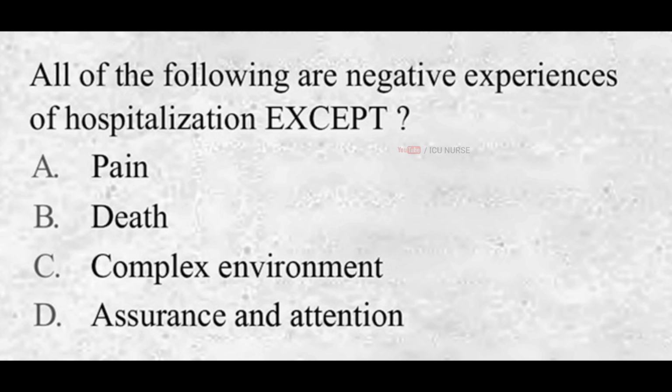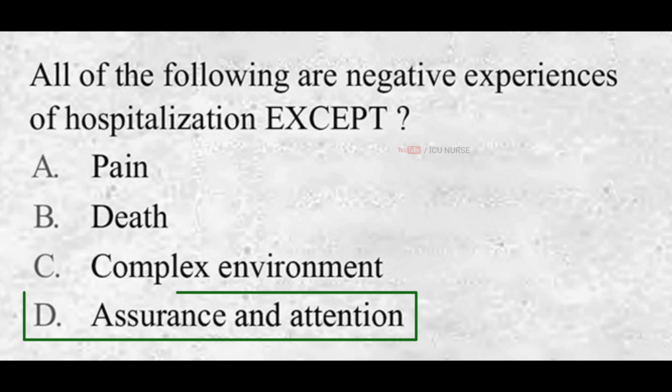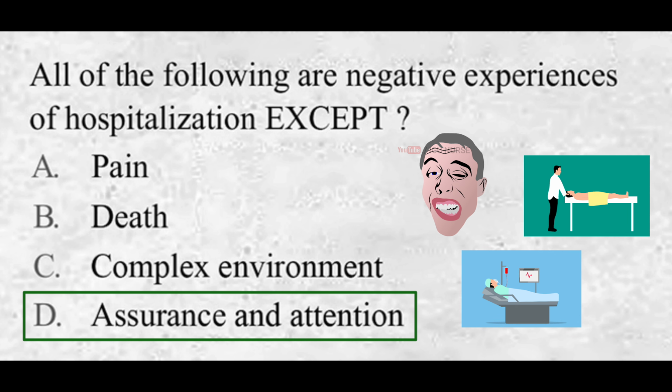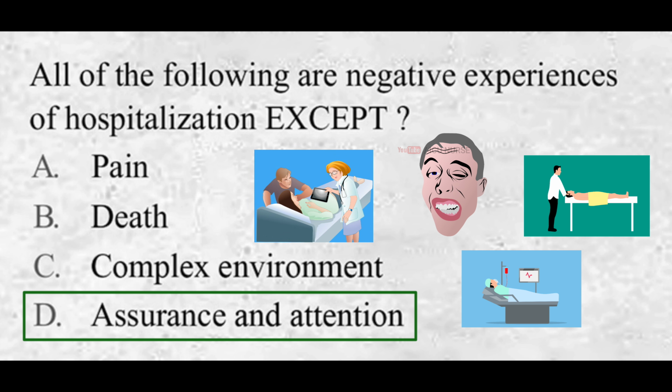All of the following are negative experiences of hospitalization except A. Pain, B. Death, C. Complex environment, D. Assurance and attention. And the correct answer is D. Assurance and attention. Pain, death and complex environment are all negatives which a patient experiences during his hospitalization. On the other hand, assurance and attention are positive experiences for a patient during his hospital stay.